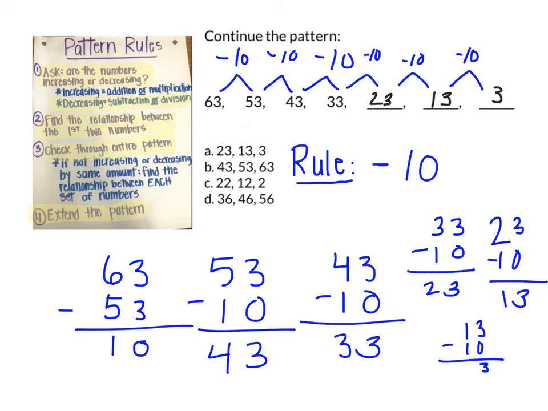Last thing, we just need to check our answer choices. A, 23, 13, 3. All right, that matches. Let's circle it and check the rest. B, 43, 53, 63. No, that's increasing by 10 or adding 10. C, 22, 12, 2. The number in the ones place is off. That's not it. And then D, 36, 46, 56. So that's also increasing. That does not match. All right, our final answer is A.